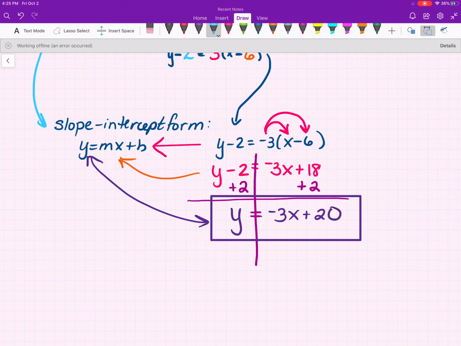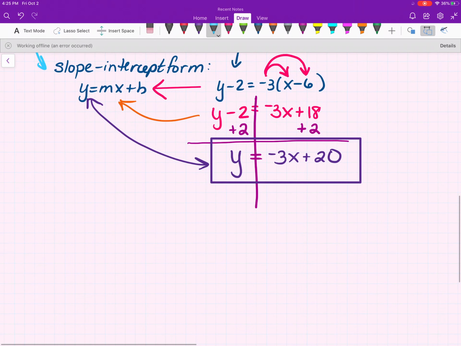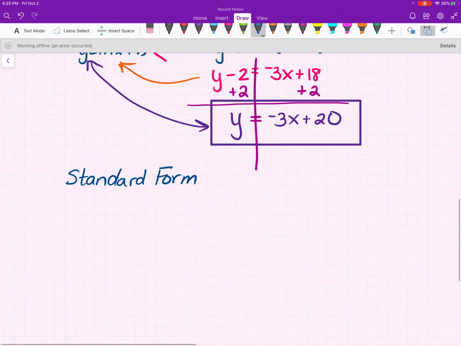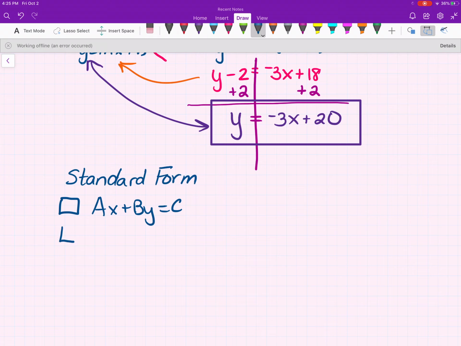Okay, then the final form we have to put it in, and we did this last section, is standard form. Now remember, standard form has a bunch of checklists. So standard form has to look like ax plus by equals c. And as I'm going through these, maybe think, do I know the checklist, or am I going to make sure I write that down on my cheat sheet?